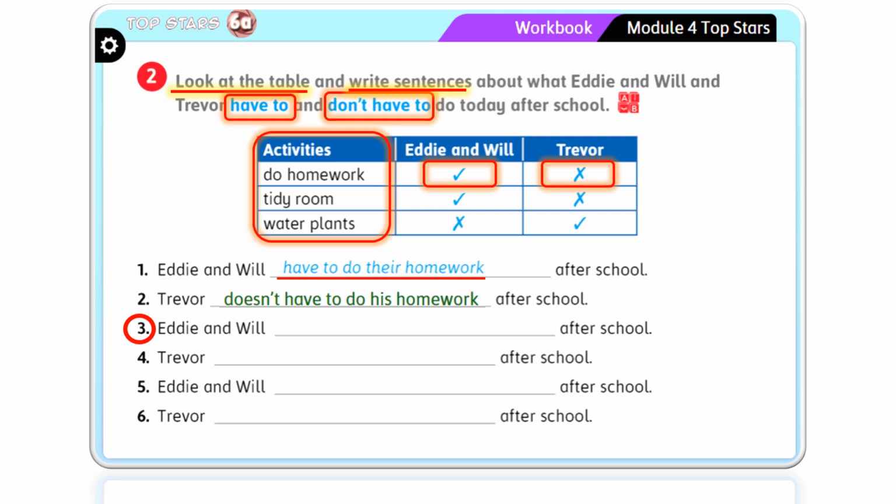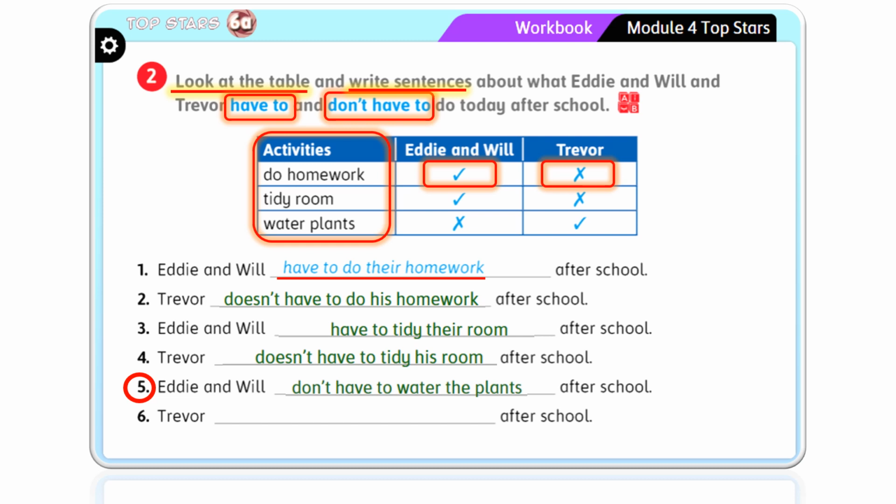Back again to check. Number 3. Eddie and Will have to tidy the room. Number 4. Trevor doesn't have to tidy his room after school. Number 5. Eddie and Will don't have to water the plants after school. And the last one. Trevor has to water the plants after school.